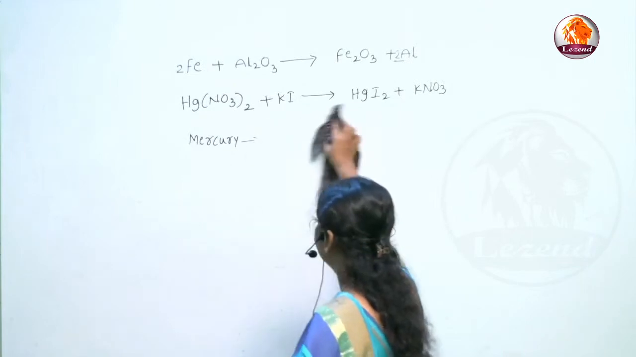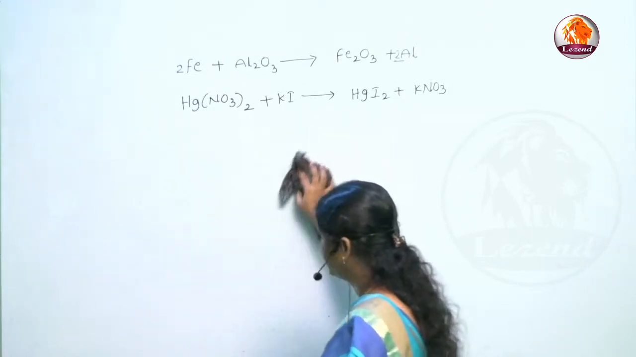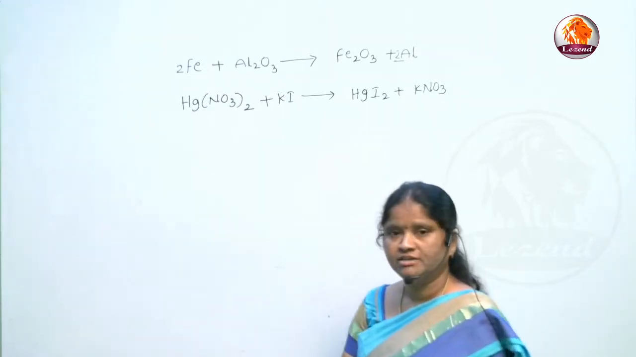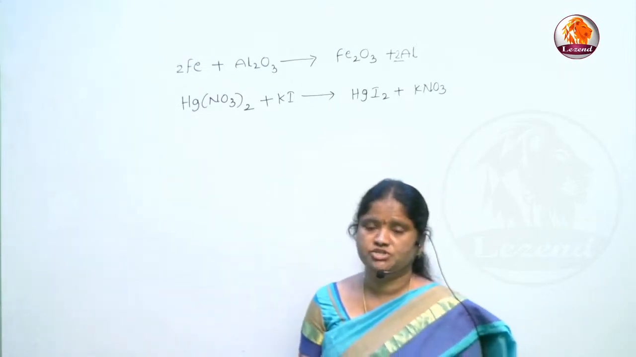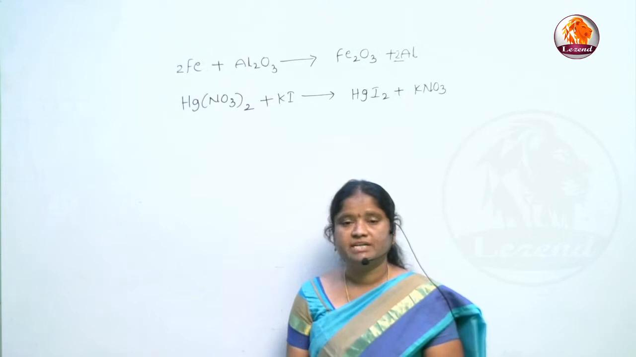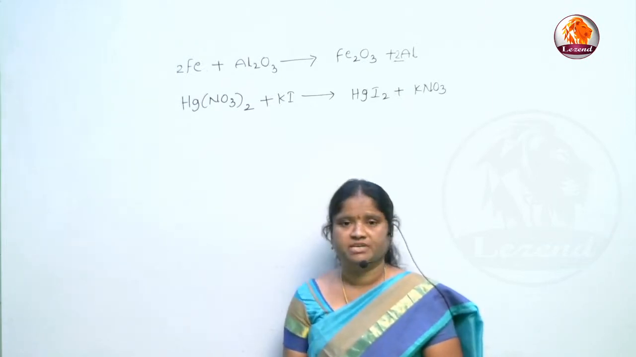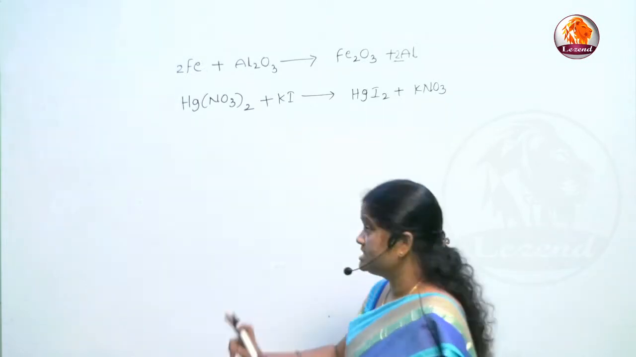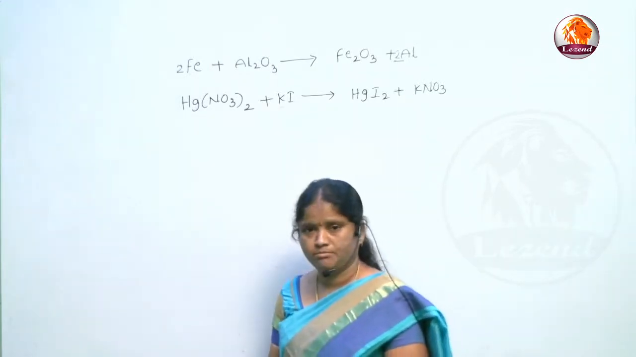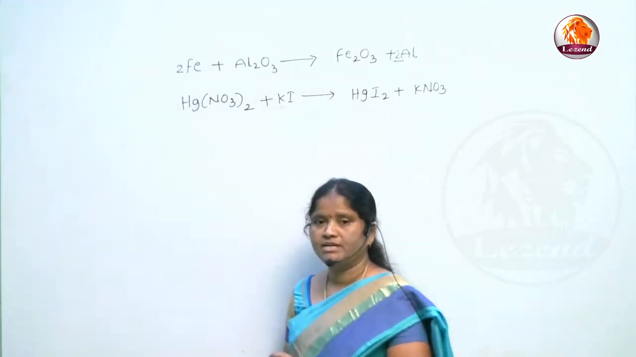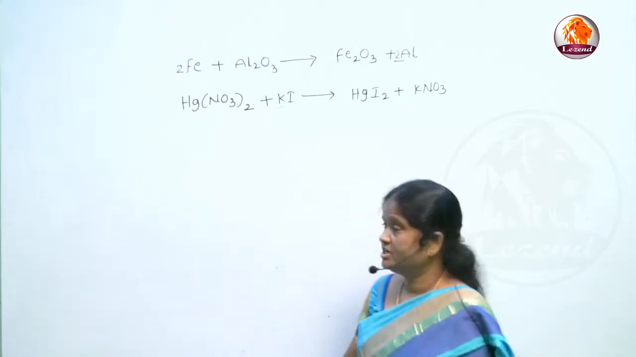This reacts with which one? Potassium iodide. Potassium is written here as K. Potassium starts with P, but its Latin name is kalium, K-A-L-I-U-M. That's why the potassium symbol is K. The symbol of potassium is K.